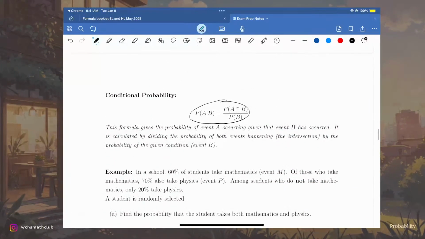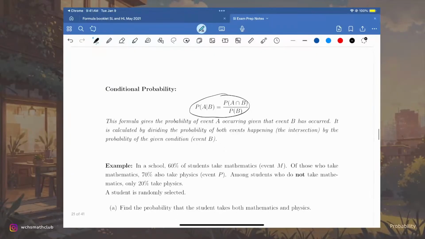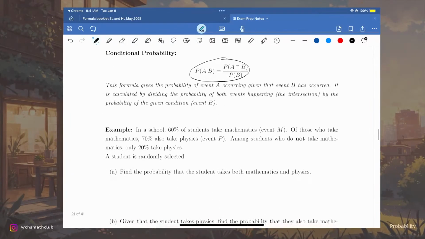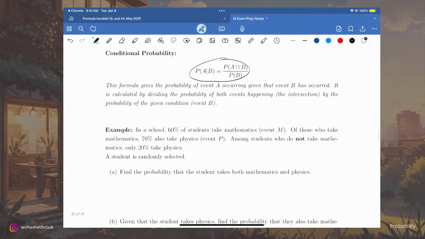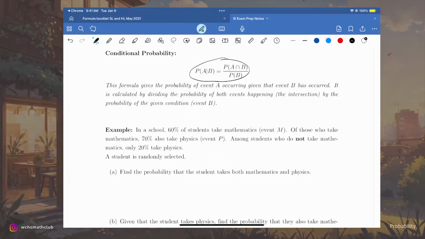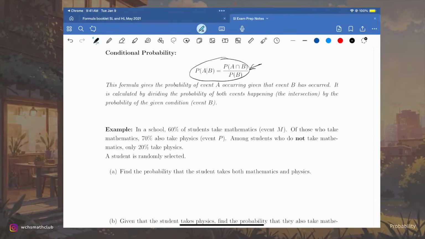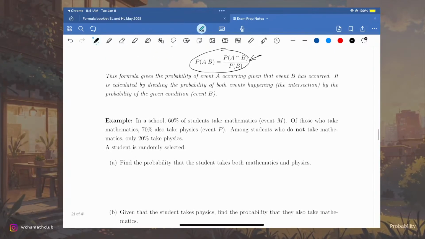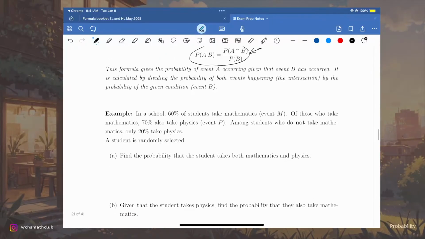Next part, we're going to go on to conditional probability. And conditional probability is just what we've done before. P of A, given that B happened, is equal to the probability of A intersect B over the probability of B. And this is almost guaranteed to show up on the exam. So you should probably review that, because conditional probability is really common.